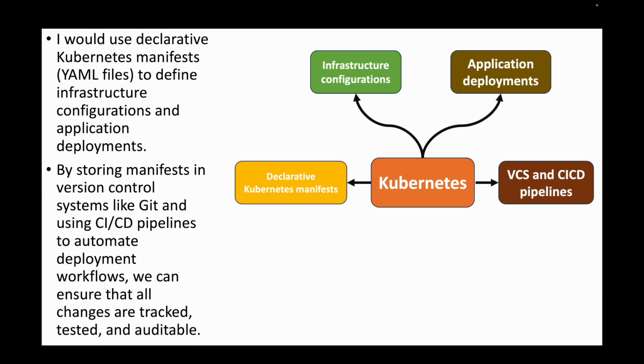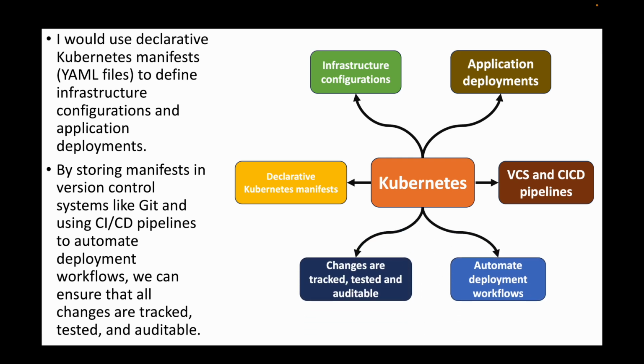and then we can start storing these manifests in your version control systems like Git, and implementing your CI/CD pipelines, which can help us to automate the deployment workflows. This way we can ensure that all the changes are being tracked, all the changes are being tested, and also auditable. So that way, even if something goes wrong, since we are writing code, it is easily reproducible. We can go back to the same version of the application by simply rerunning the same version of the code.